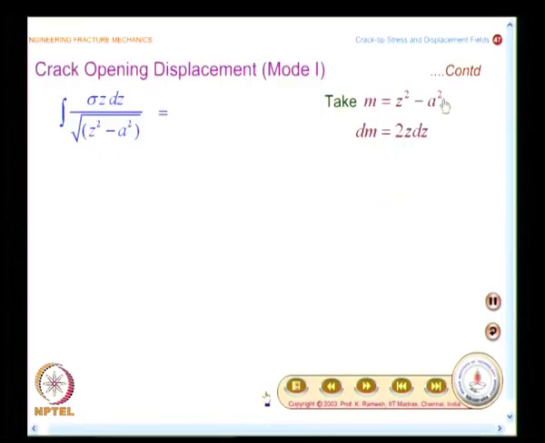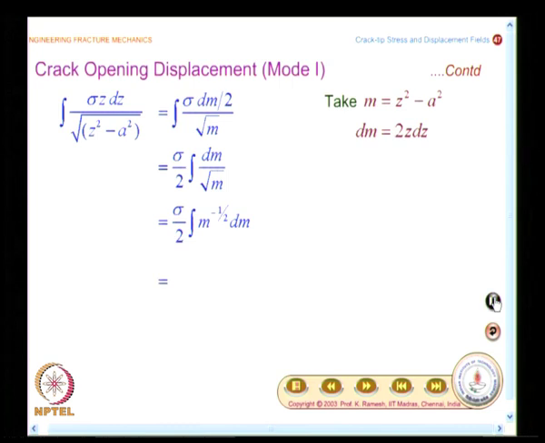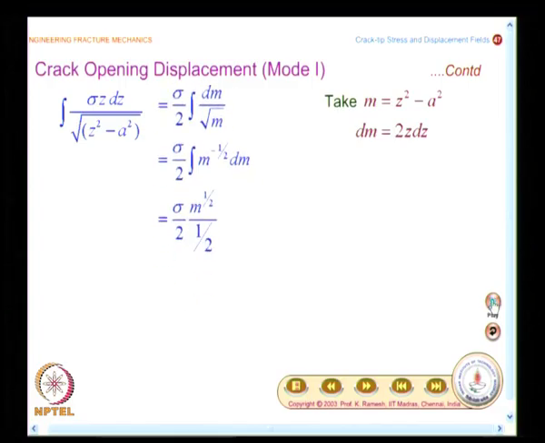Having given this clue, have you been able to solve the integral? It is fairly simple. The only thing is you might have lost touch, that is all. So I could substitute here. This turns out to be sigma into dm by 2 divided by root of m, which could be recast like this, and once you have the final expression like this, the integral value is very simple to find.